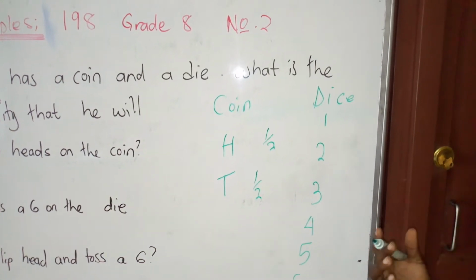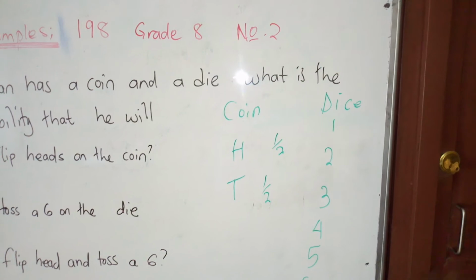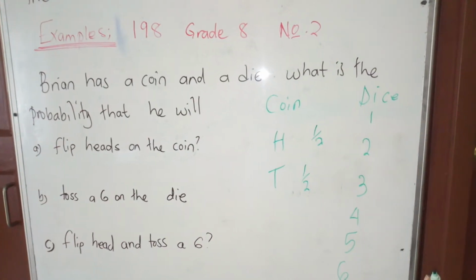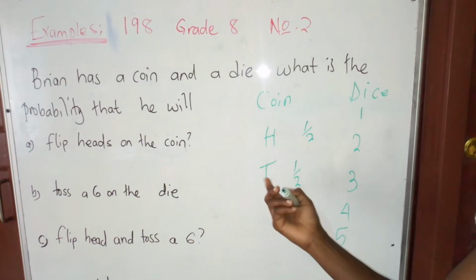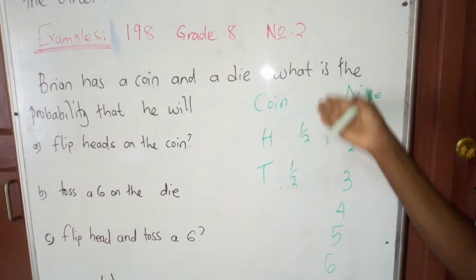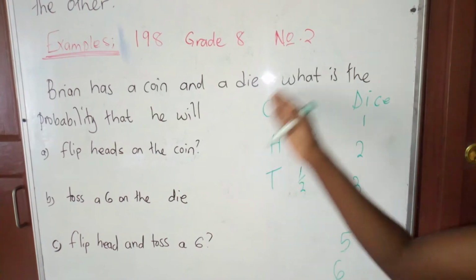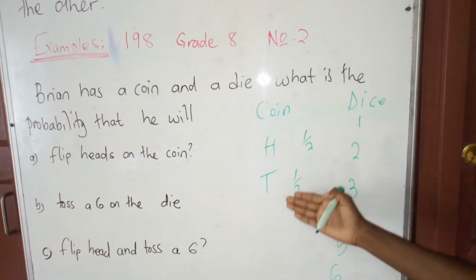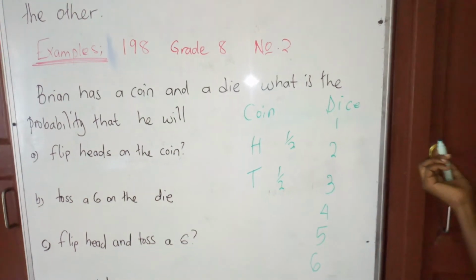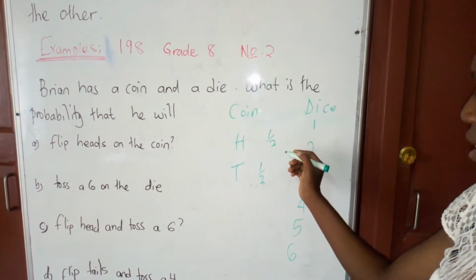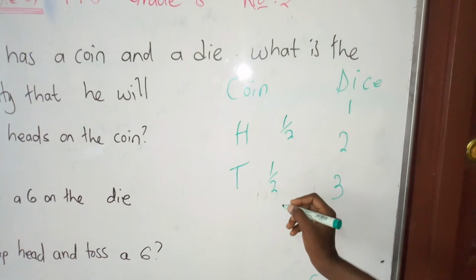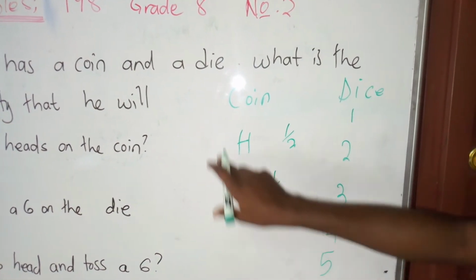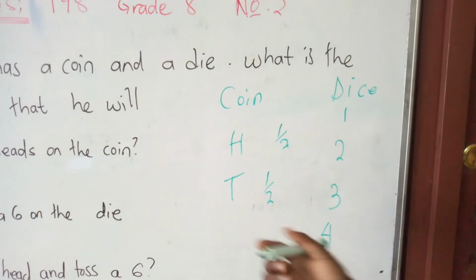Since we are dealing with two things at a go, for me to only get head on the coin, that means I'm not doing anything on the dice because I don't expect to get anything on the dice. The probability here is simply going to look on the coin side and see what is the probability of getting head on the coin, and that would simply be what? The chance of getting head is a half, the chance of getting tail is a half, simply because we have two likely events to occur, then it is simply a half.